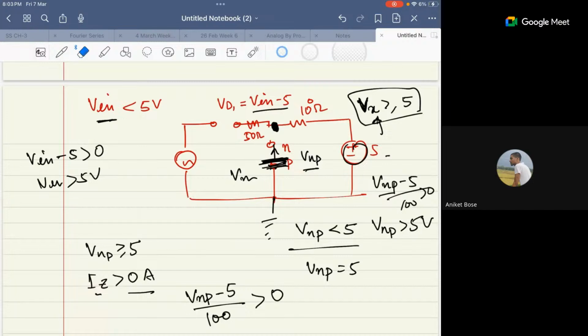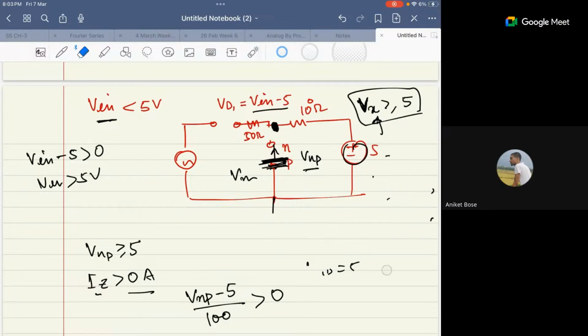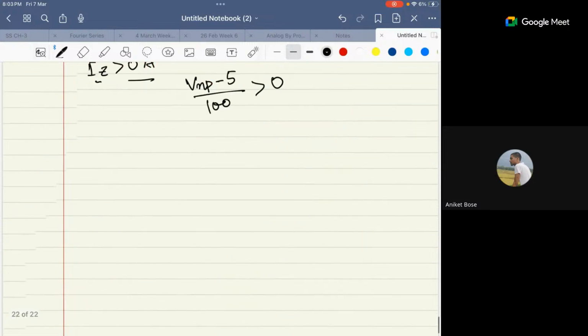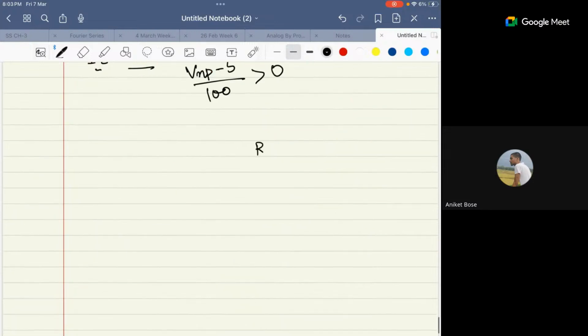I hope you got it. See, I will try to explain it again. Yes, sir, I got it. You got it, right? If this was working in reverse bias, there is a difference, right? So, reverse bias without breakdown and reverse bias with breakdown.